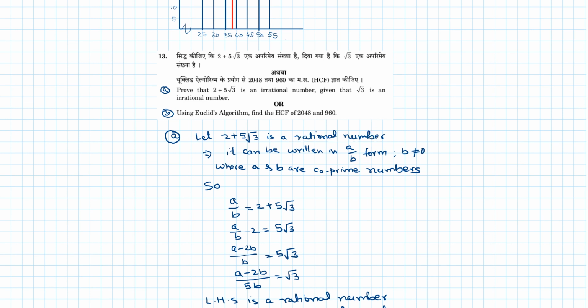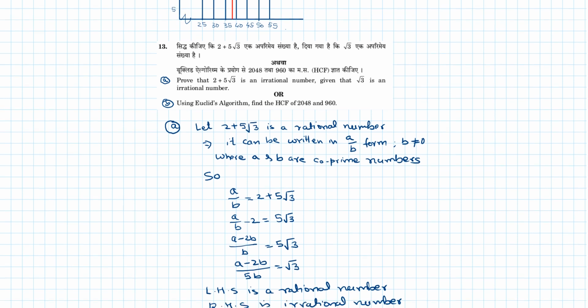रेशनल नंबर का मतलब क्या होता है? It can always be written in the form of a by b where b is not equal to 0, right? And where a and b are usually the co-prime numbers, that is there is no further division between, I mean they cannot be further subdivided. So a by b, that is co-prime numbers, is equal to 2 + 5√3.